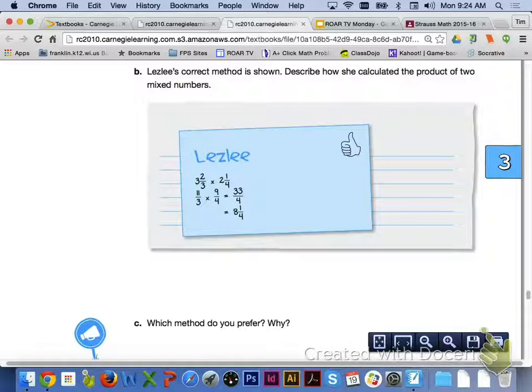Let's skip over to page 197 and take a look at Leslie's correct method that is shown when we are multiplying two mixed numbers together. The first thing that she is going to do is turn each mixed number into an improper fraction. She is going to multiply the numerators and the denominators to get her product, and then finally make sure that her product is in simplest form.